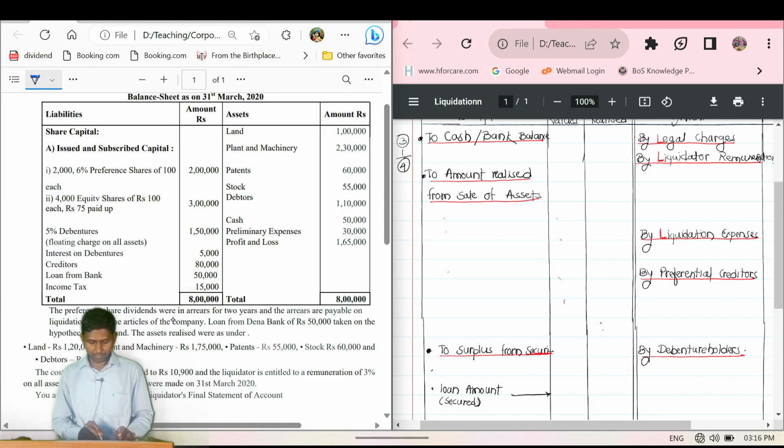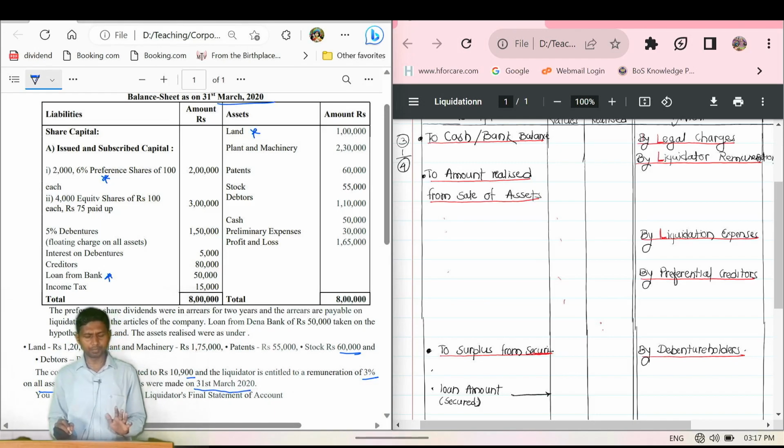In this problem, preference dividend is in arrears, that means this is an adjustment related to preference dividend. Then hypothecation of land, related to land we have an adjustment, plus we have an adjustment of loan from Dena Bank, loan from bank. Then realized values are given. In that, straight away we have all amounts, nothing is there as an adjustment. Then cost of liquidation is given, liquidator remuneration of 3% on all assets realized is also given, and all payment is on 31st March, that means on the balance sheet date itself.